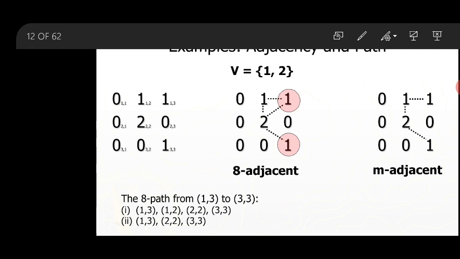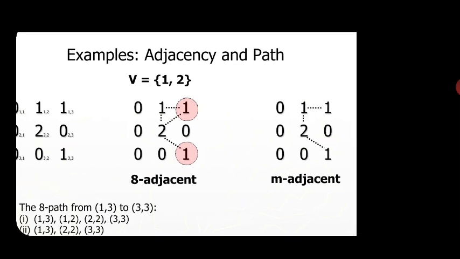Okay, I hope you understood. Initially the length is 3 and 2. The example gives an ambiguity: there are two different paths existing, 3 and 2, and you have to choose the shortest one. To overcome that, we are looking into m-adjacency.